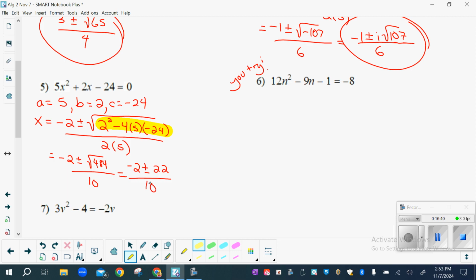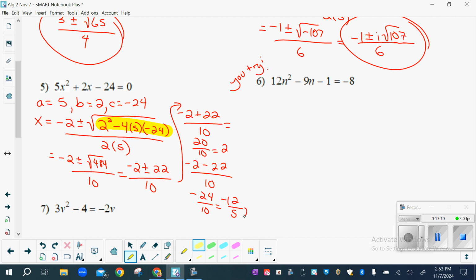So when that square root simplifies and we get a whole number, then this is two different answers. It's the plus answer and the minus answer. So we take -2 plus 22 over 10, and we take -2 minus 22 over 10. This gives us 20 over 10, which is 2. And this one gives us -24 over 10, which simplifies to -12 over 5. So -12 over 5 and 2 are our final answers.